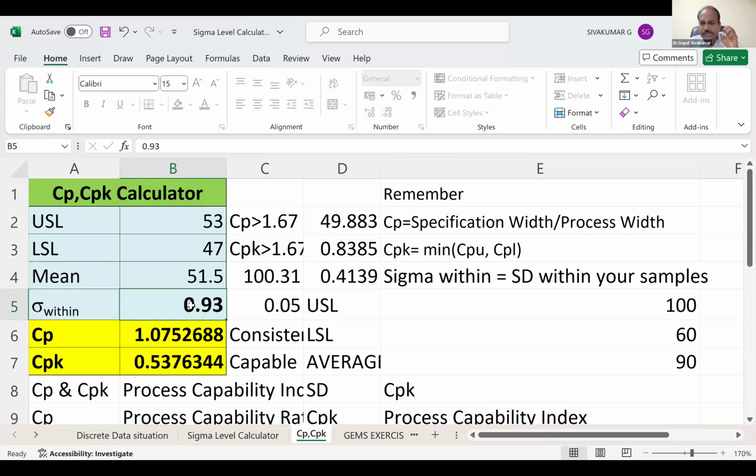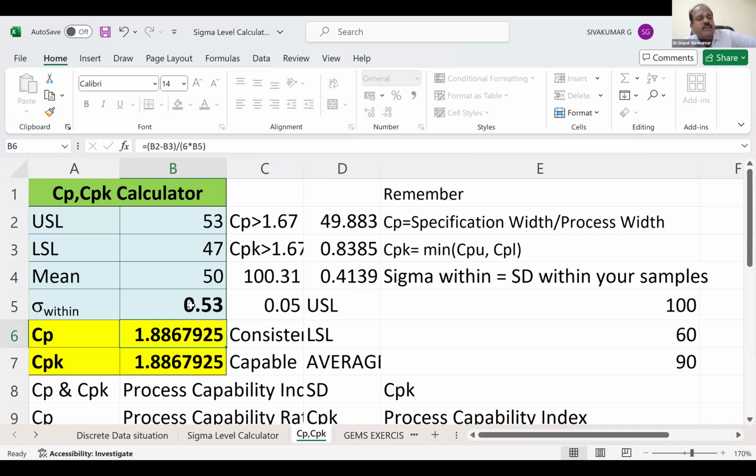So whenever your CPK is under trouble, two actions are required. What are the two actions? You have to shift the process towards the target. 51.5 is shifted to 50. Can you see an improvement in the CPK? And one more action is reducing the variation. 0.93 is reduced to 0.53. Can you again see an improvement in CPK? So whenever your CPK is under trouble, how many actions are required? Two actions. One action is to shift the process. Another action is to reduce variation.